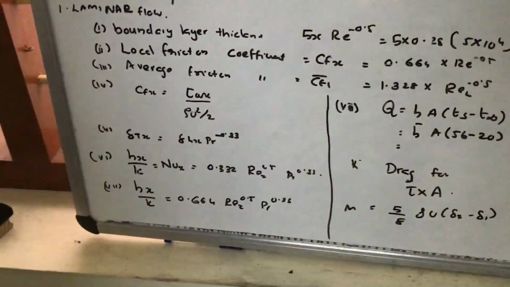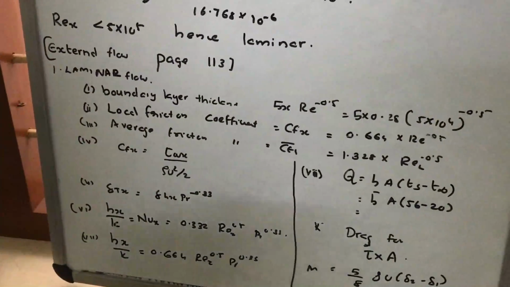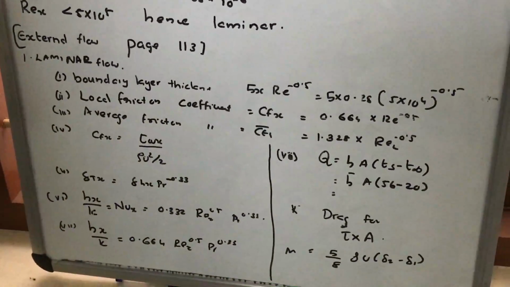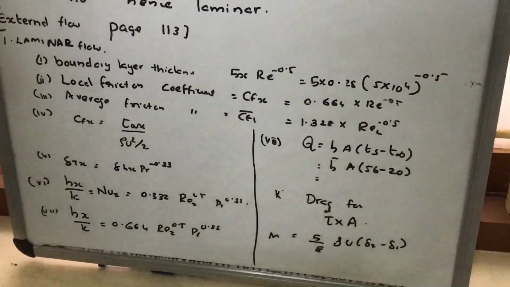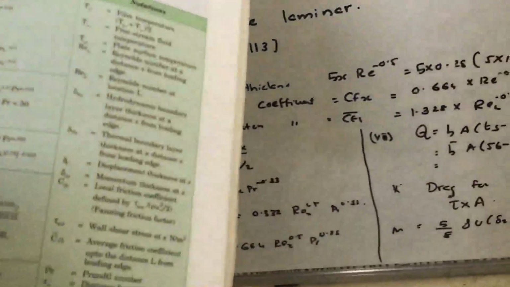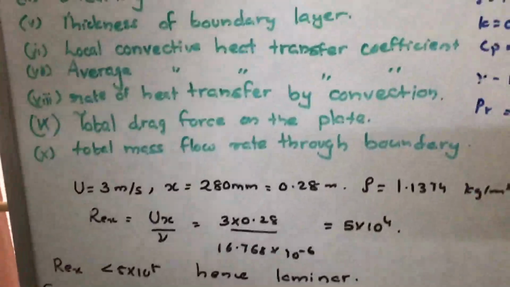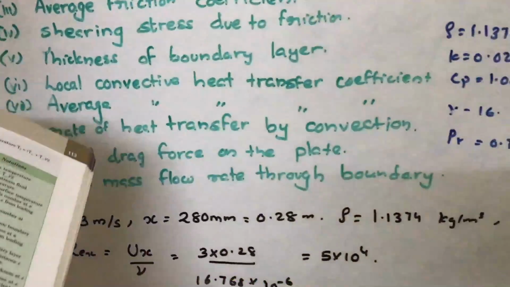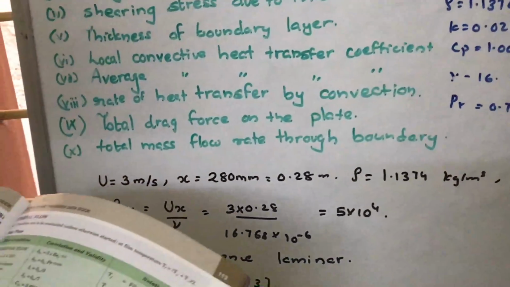So for average convective heat transfer coefficient, what we should do is multiply this local convective heat transfer coefficient with 2. We will get an average convective heat transfer coefficient. Or we will multiply this formula, NUX is equal to 2 into this formula. Then we will get the local heat transfer coefficient, multiply it with 2, we will get average heat transfer coefficient.